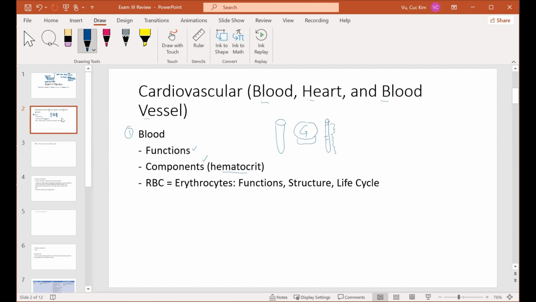So what are the three main components of blood based on the separation of the hematocrit? What's the most abundant and lightest? I have something in the chat. Plasma, that's right.